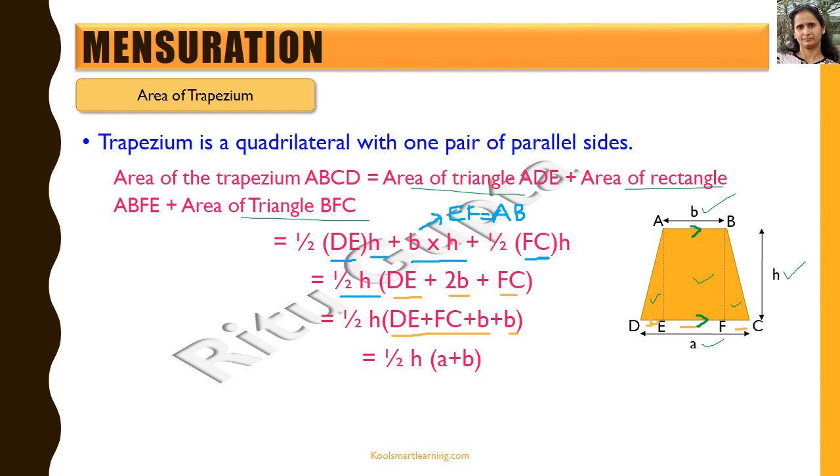So the area of the trapezium ABCD with the parallel sides being A and B and the height being H is given by the formula half into H into the sum of the parallel sides, which is A plus B.